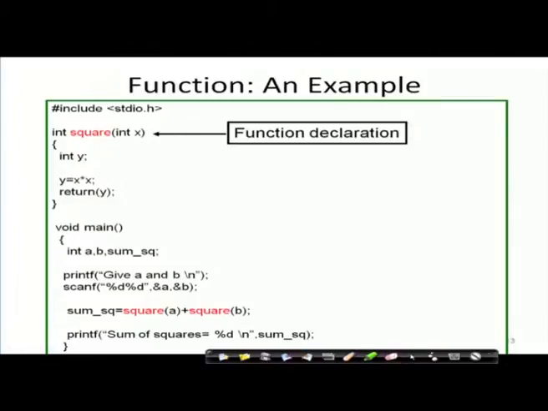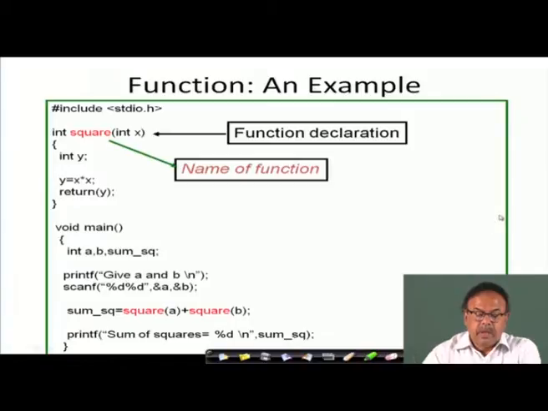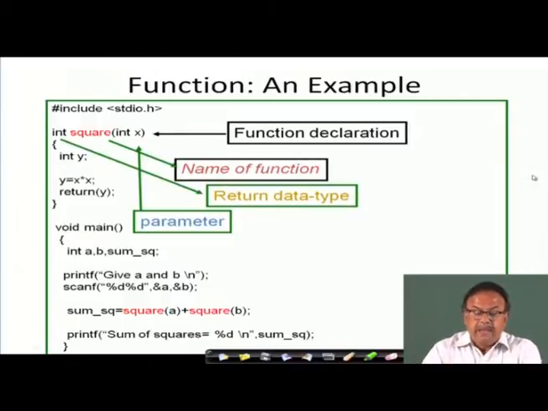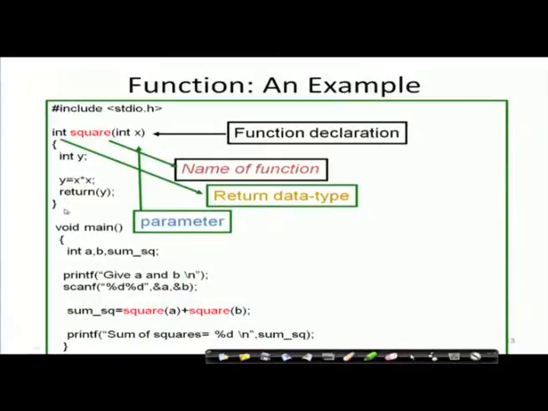Then starts the body of the function. Here the function declaration consists of the name of the function and the parameter, that is x of type integer, and this int here is the return data type, the type of the data that will be returned. So, these three together make the function declaration. Next, we are coming to the body of the function.